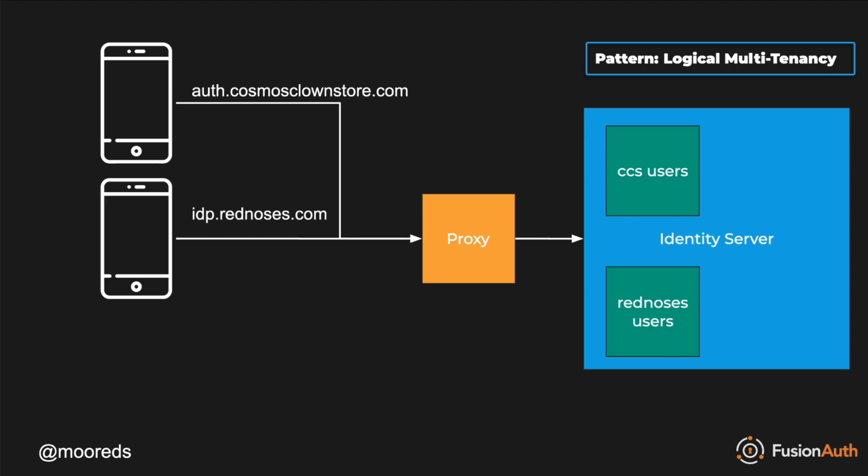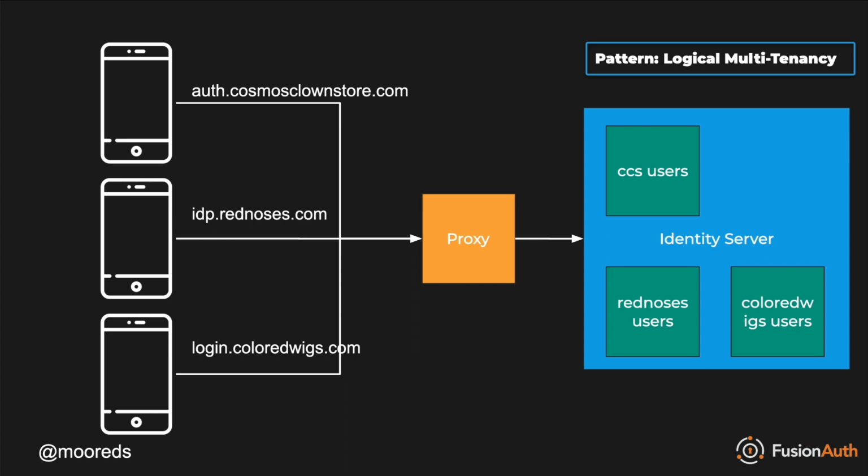So how this might work in the scenario that we've been talking about: we have auth.cosmoscloudstore.com. We also have a couple of other e-commerce sites, rednoses.com and coloredwigs.com. They all point to the same identity server, but the identity server knows which user pool to send profile change requests or authentication requests to, based on the hostname the request comes in on. So the CCS users pool will be checked when someone comes in from auth.cosmoscloudstore.com. Rednoses users, if they come in from idp.rednoses.com, etc.